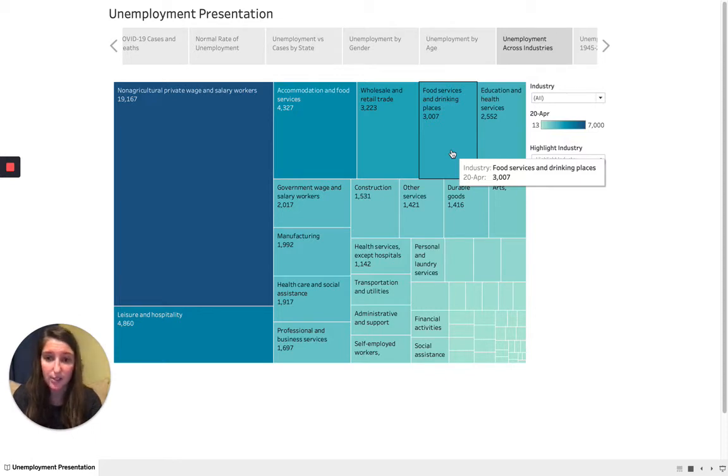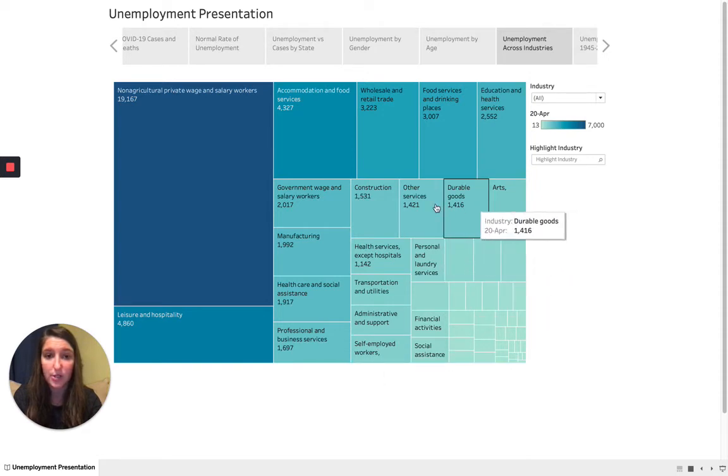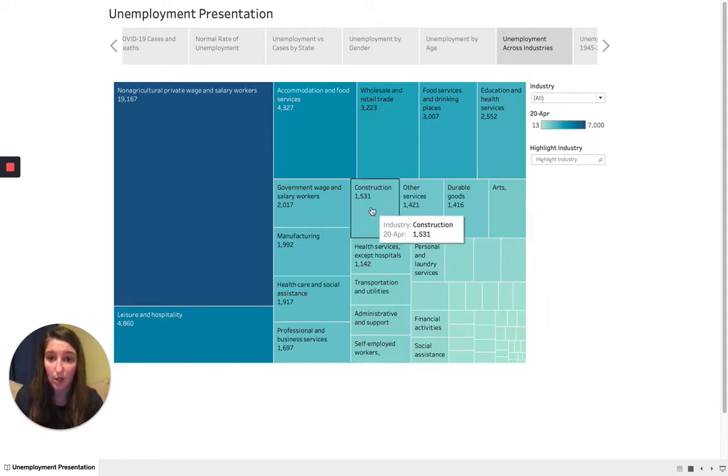So this is significant to note because we can see that other industries, such as self-employed workers, the arts, and construction, have smaller unemployment rates and sizes, but they're still notable as direct causes. The government wage and salary workers stood out to me because my mom actually works for the government. She is in the Parks and Rec department at a suburb in St. Louis, and her budget is primarily received from the sales tax in that city.